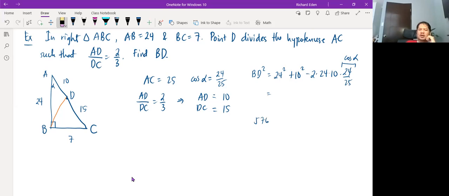I'm trying to figure out if there's a way to compute this. I have 24 squared, 576, and then times 1/5 times 24 over 25. Oh, plus 10 squared. Okay, so plus 100.